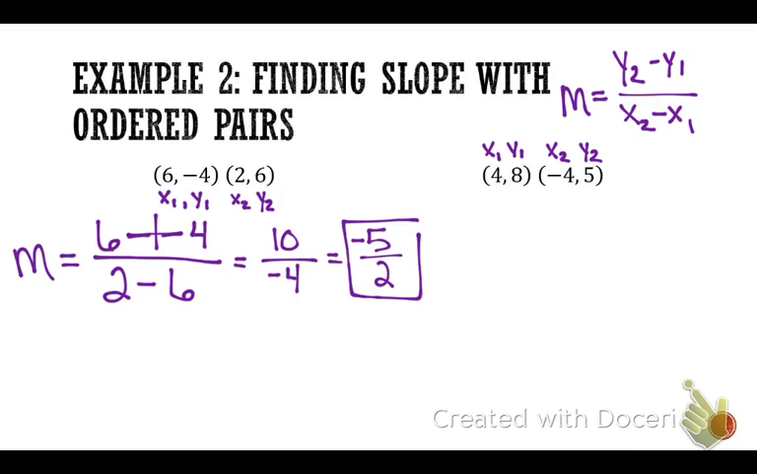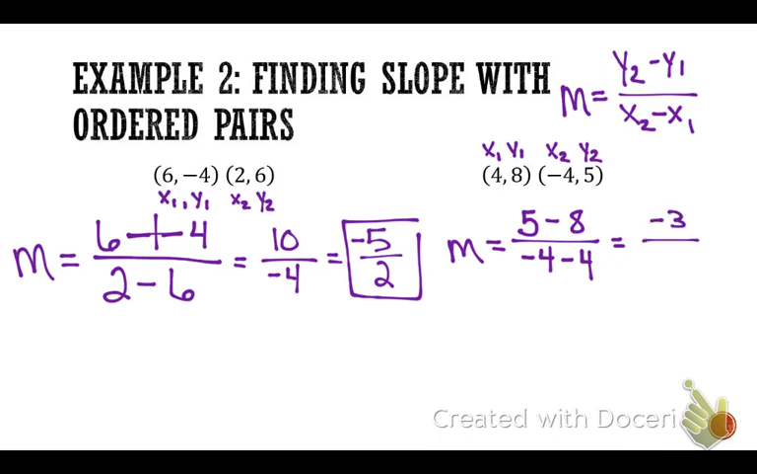Right, so what's my y2 value? M equals what? 5, y2 minus 8 over negative 4 minus 4. All right, you do have your calculators. Use them to double check, but can we do this mental math? Yeah. Absolutely. 5 minus 8?